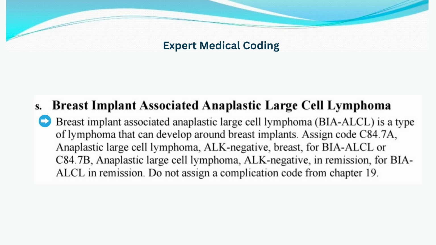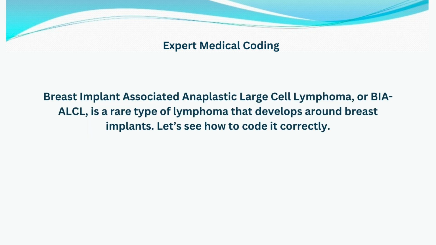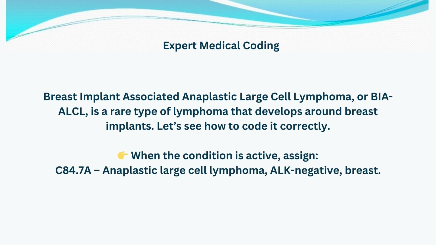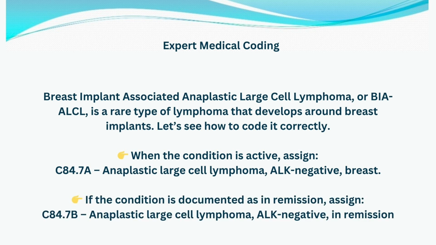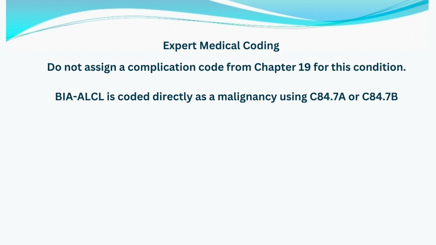Let's understand this coding guideline in more detail. Breast implant associated anaplastic large cell lymphoma, or BIA ALCL, is a rare type of lymphoma that develops around breast implants. So let's see how to code it correctly. When the condition is active, assign it as C84.7A, anaplastic large cell lymphoma ALK negative breast. If the condition is documented as in remission, assign code C84.7B, anaplastic large cell lymphoma ALK negative in remission. So do not assign a complication code from chapter 19 for this condition. BIA ALCL is coded directly as a malignancy using C84.7A or C84.7B.